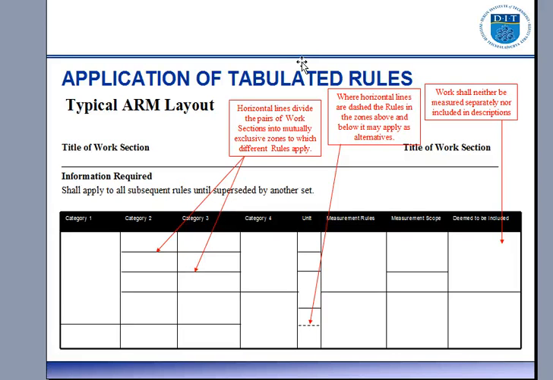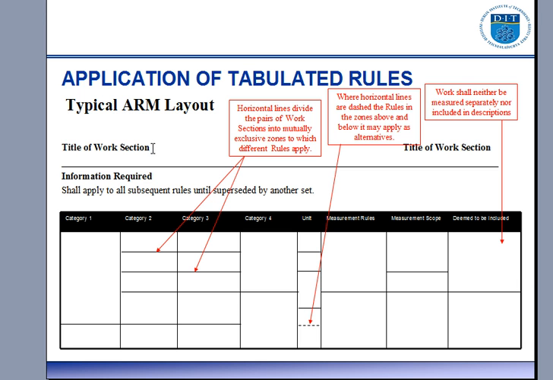This is the typical layout of the ARM. As you can see, we work across two pages. On the first page, we have Category 1, Category 2, Category 3, Category 4, and the unit column. On the second page, we have the measurement rules, measurement scope, and deemed to be included items.